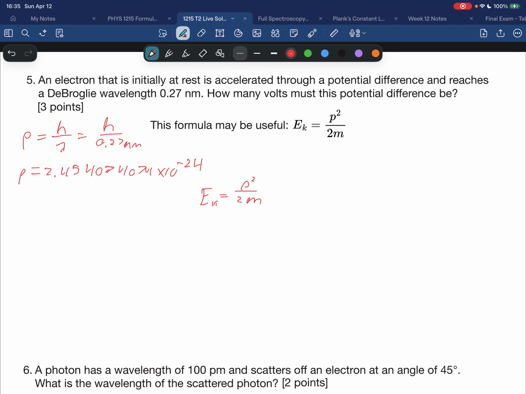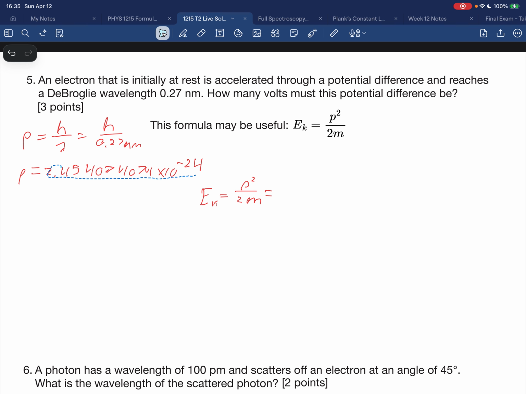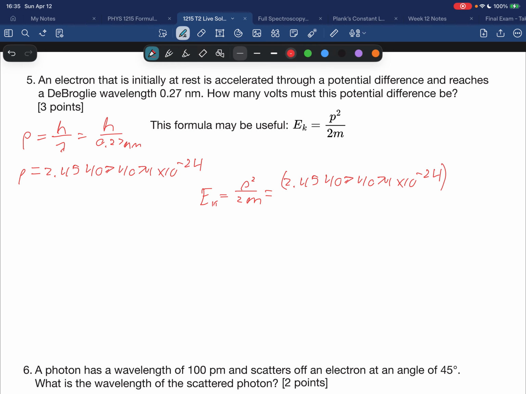So, here's my equation rewritten out. I'm going to be plugging in this number I just got and squaring it. Make sure you remember to square this number. When I was solving this, I forgot to square it and could not figure out why my answer was so far away from what I expected. For the longest time, it was embarrassing.